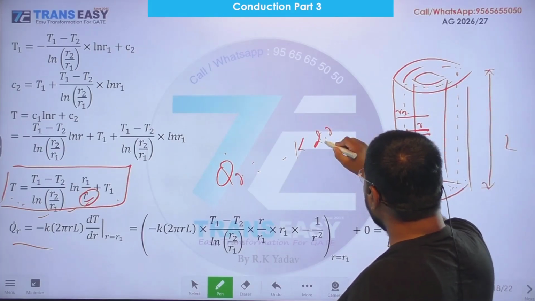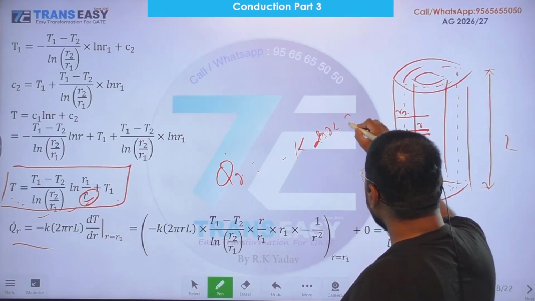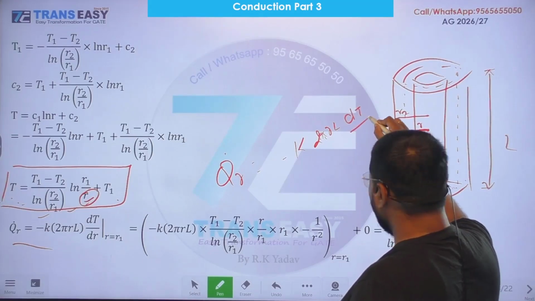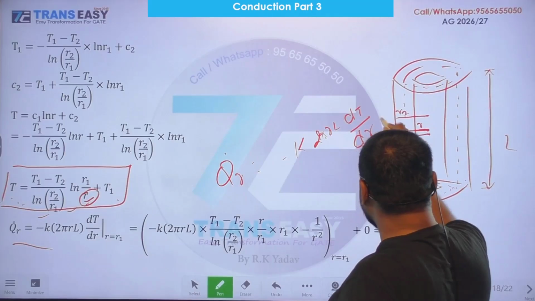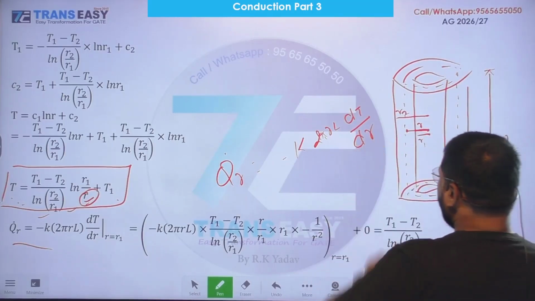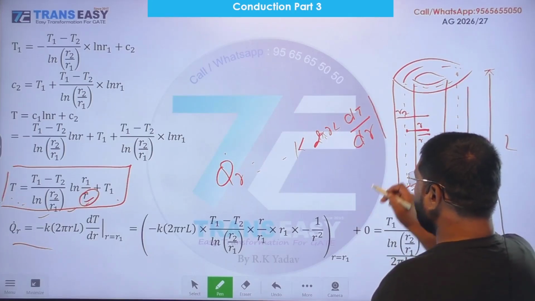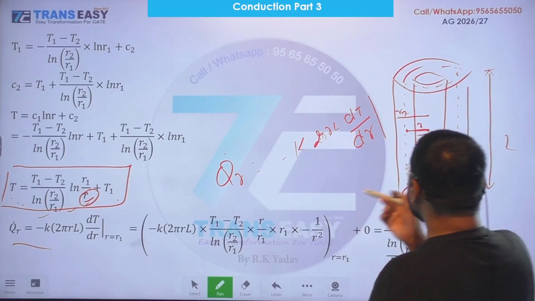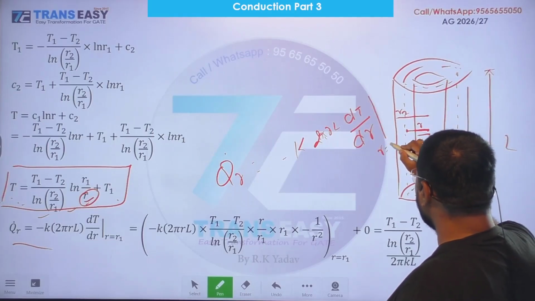2 pi r into L. Temperature gradient. Temperature is varying with r. So temperature gradient, the space variable is r. Right. So guys, find dT/dr at any location, at r equal to r1.